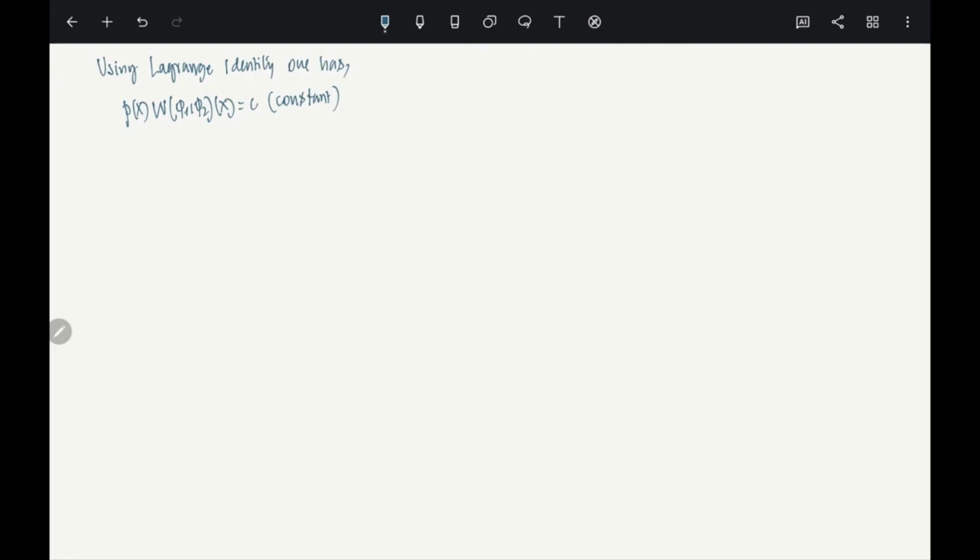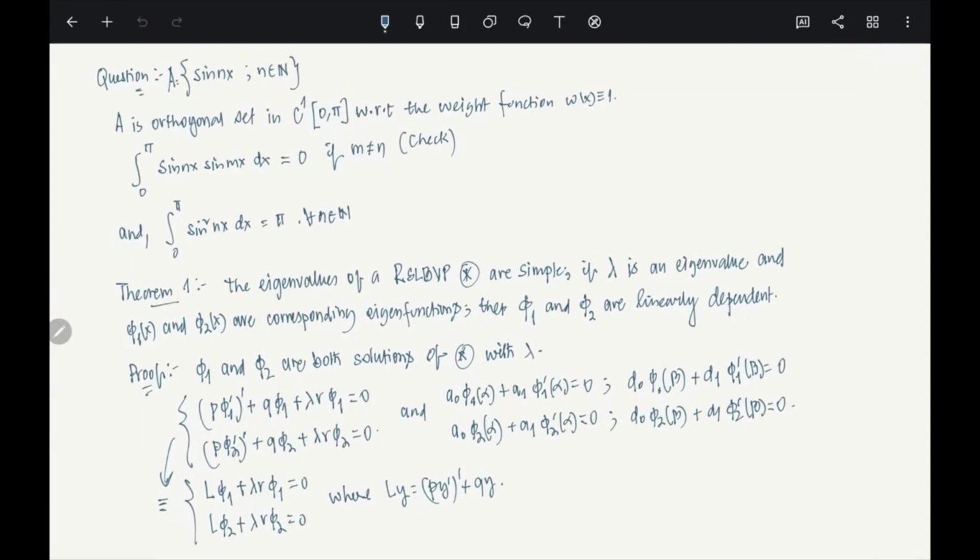Now we have to find what this c is. From these two equations, what do we have? We have that this is nothing but the Wronskian of phi1, phi2 at the point alpha, which equals 0. This is what it is saying. Or even this is saying the same thing: the Wronskian of phi1, phi2 at the point beta is 0.